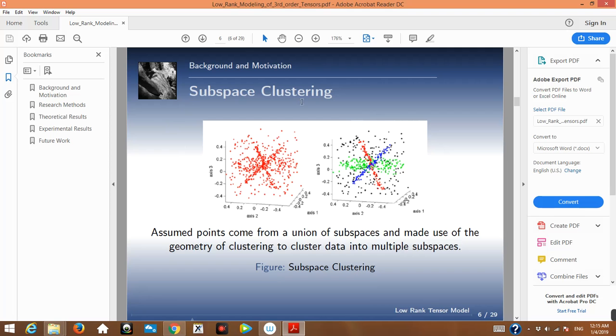Subspace clustering uses a different point of view. We assume points come from a union of subspaces, and then we try to use the geometry of those subspaces to cluster the dataset into multiple subspaces. In this way, you can see there are three subspaces. One is red, one is blue, one is green. And there are some outliers.